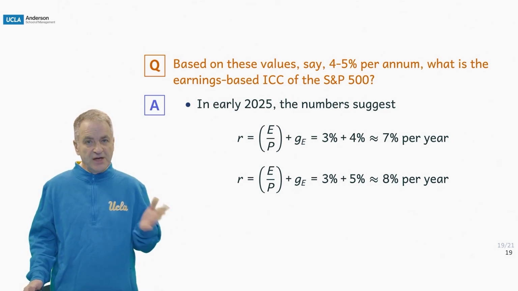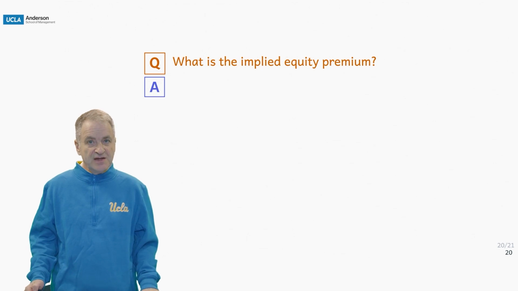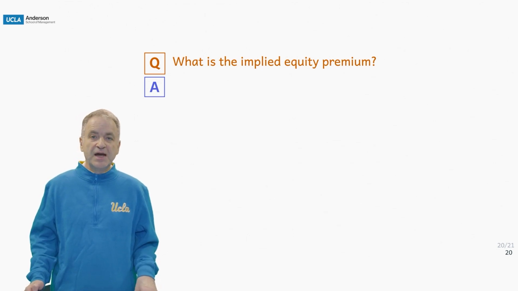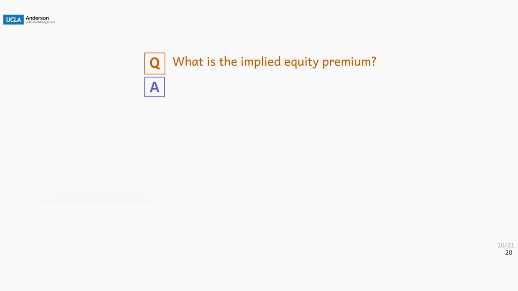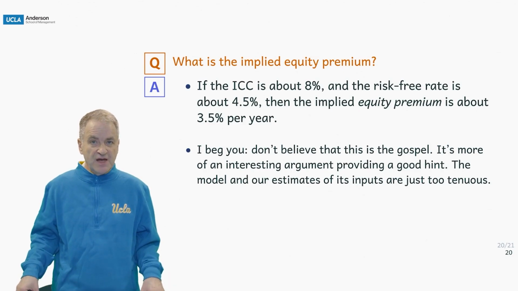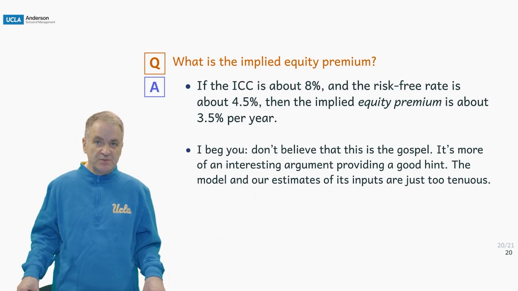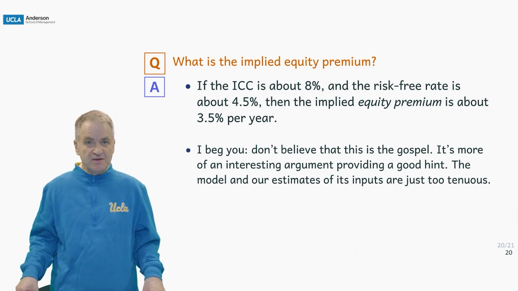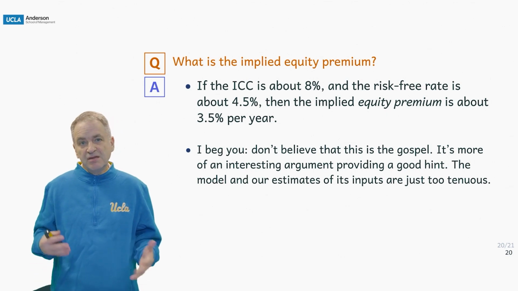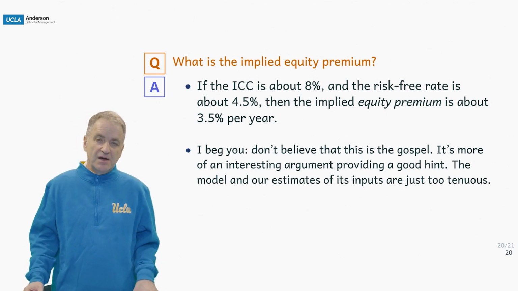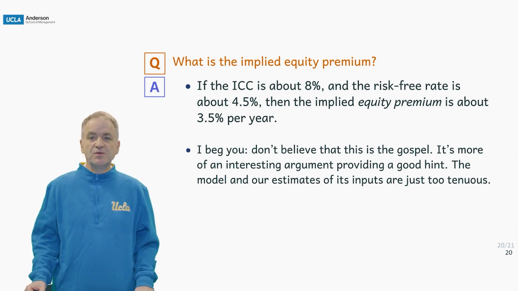Go back, compare this to the long-term Treasury again, just like I did before, and you get the implied equity premium, not just the implied rate of return on the stock market. Please pause this video now, answer the question on a piece of paper, and then continue. If the implied cost of capital for the stock market is 8%, and the long-term risk-free rate is about 4.5%, then the implied equity premium is about 3.5% per year.